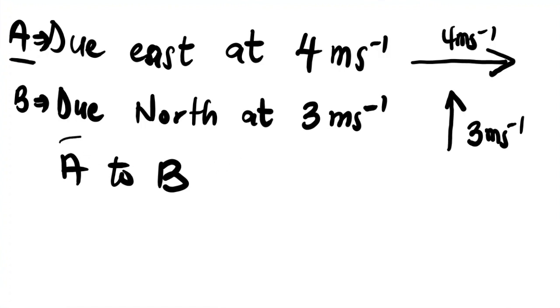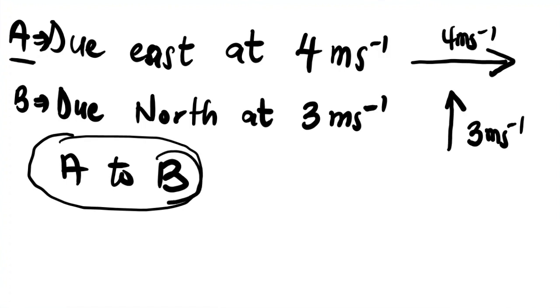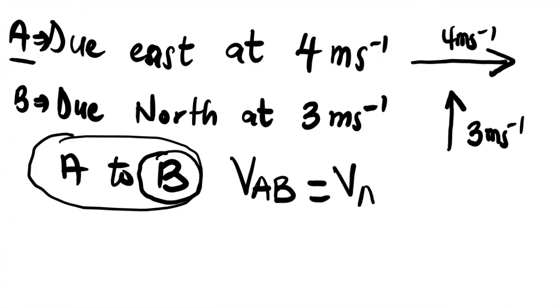We are asked to find the velocity of A relative to B. So B is the observer. Velocity of A relative to B means we are finding the velocity of A compared to B, meaning how B is seeing A. We've done this many times in the previous session. This is represented as VAB. The second letter that you write is the observer, so we need to keep that in mind. And this is equal to VA minus VB. This is the expression that we got from the previous session.